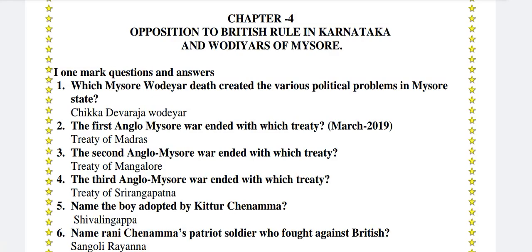Chapter 4, Opposition to British Rule in Karnataka and Wodiyars of Mysore. 1 mark question and answers. Which Mysore warrior's death created the various political problems in Mysore state?